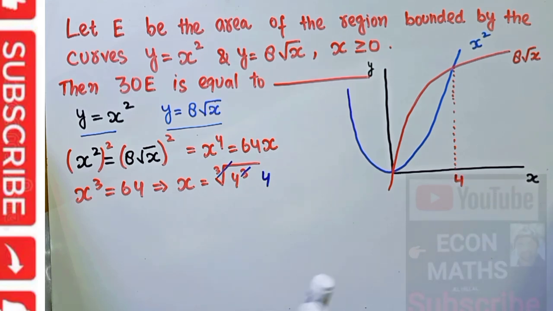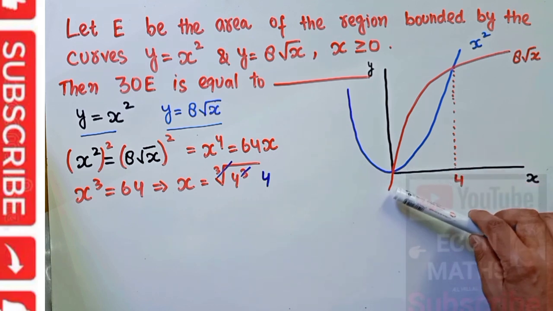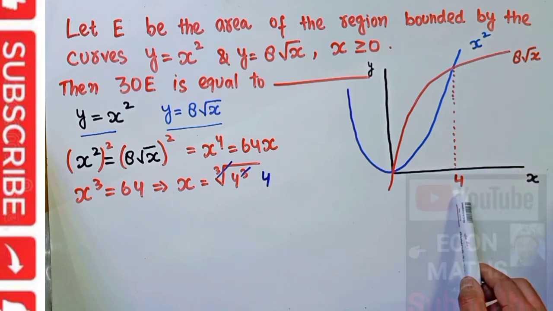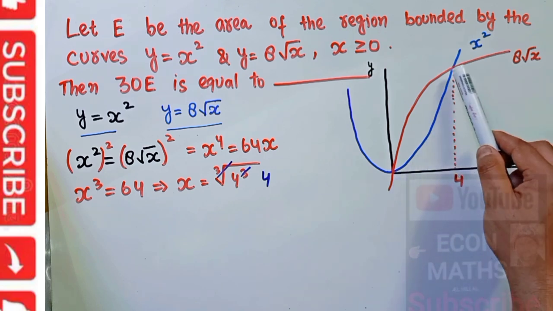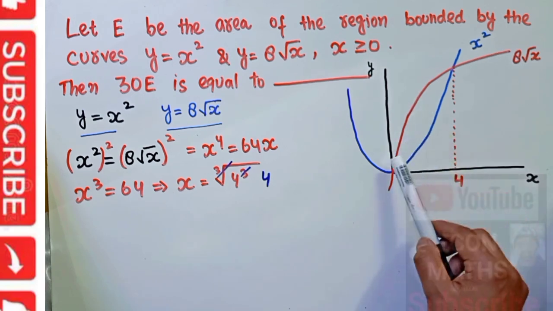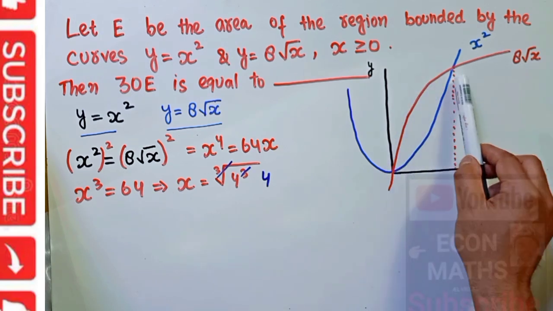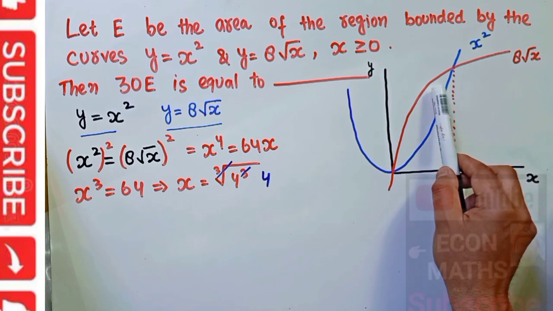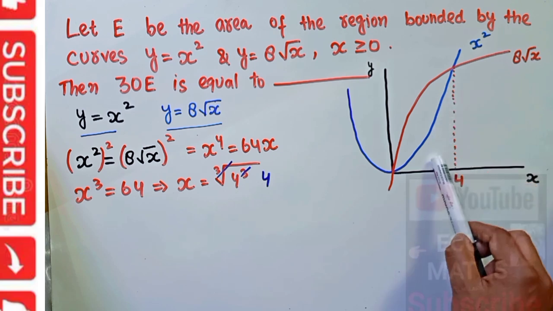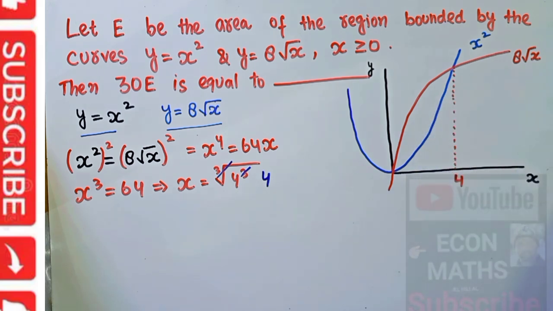Now we are in a position to find out the area between these two regions. First we find the area under this red curve up to x is equal to 4. From this we subtract the area under this blue curve. When we subtract, the area given by this red curve minus this blue curve, we will be left with the lens-shaped region here.